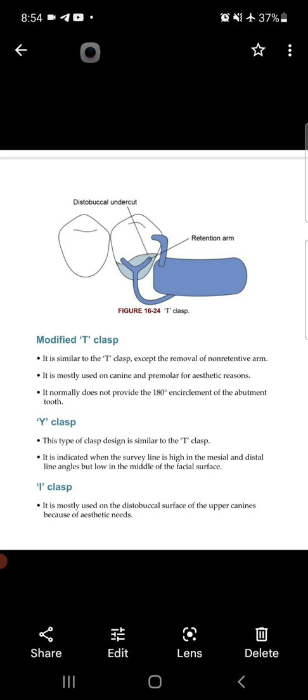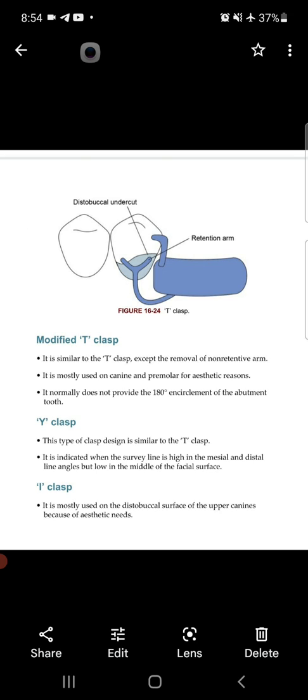Next, come to the Y clasp. This type of clasp design is similar to the T clasp. Y clasp is indicated when the survey line is high in the mesial and distal line angle but low in the middle of the facial surface. Meaning the Y clasp design is similar to the T clasp.